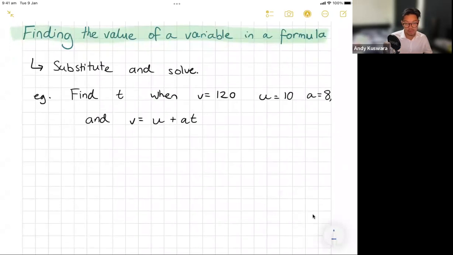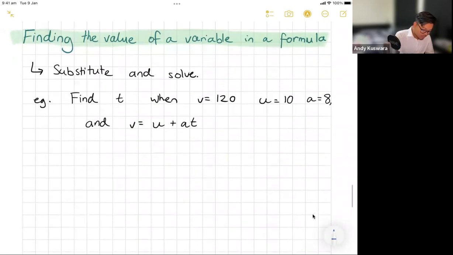They'll say, find t when v equals 120, u equals 10, a equals 8, and v equals u plus at. Okay, first things first, I'm going to substitute in this equation. So v is 120. I'm going to write that down instead of v. u is going to be 10, plus a is going to be 8. And then we don't know what t is, so I'm going to leave it as t.